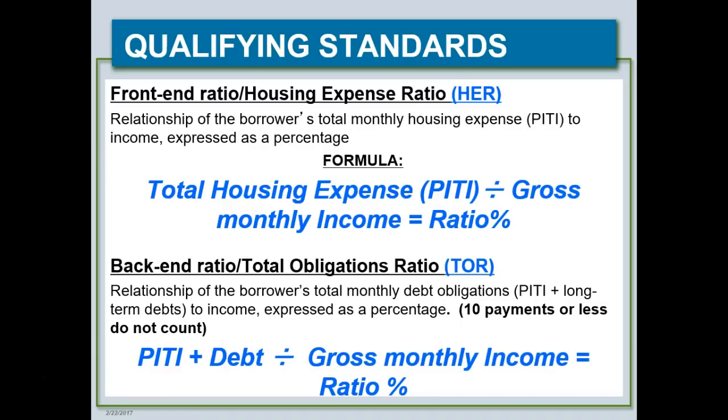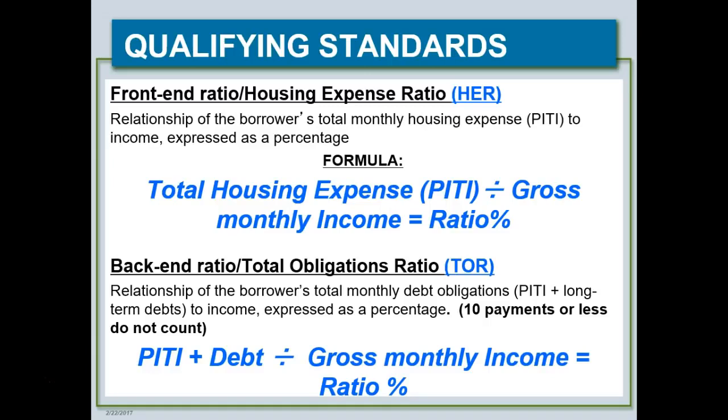The TOR, total obligation ratio. That's simply taking the PITI divided by the debt, all the debt that will show up on their credit report, and press equal. So the front end is the house note divided by the gross. The back end is the house note plus their debt, any debt that will show up on their credit report, divided by the gross.